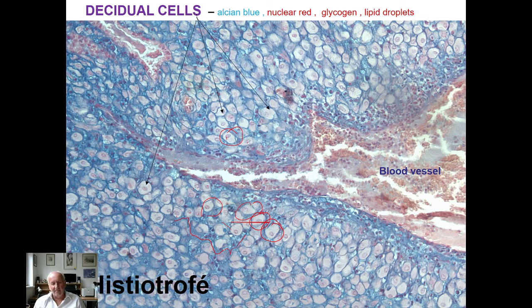Decidua is from a Latin name, decidere, which means to fall away. And those cells will give the first nutrition for the implanting blastocyst, these decidual cells, which is called histiotrophy. Later, when the nutrition will be given to the cells of the blastocyst by the maternal blood, this is called hemotrophy. But in the beginning, the first days, the nutrition for the cells is from decidual cells, former fibroblasts, and this type of nutrition is called here histiotrophy.